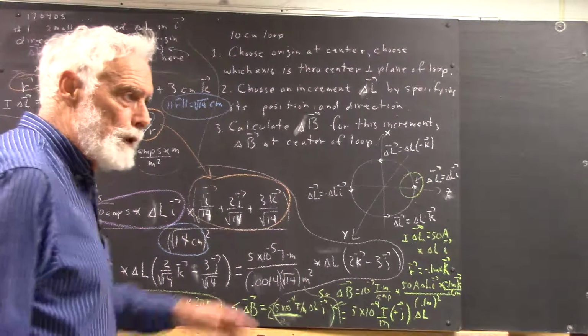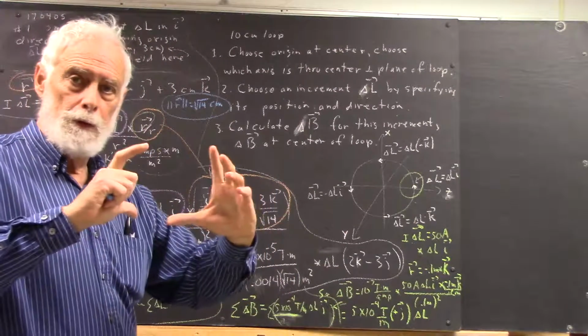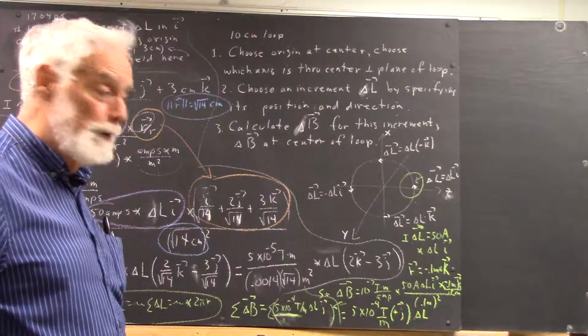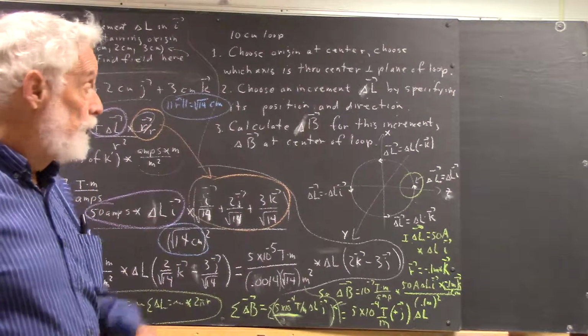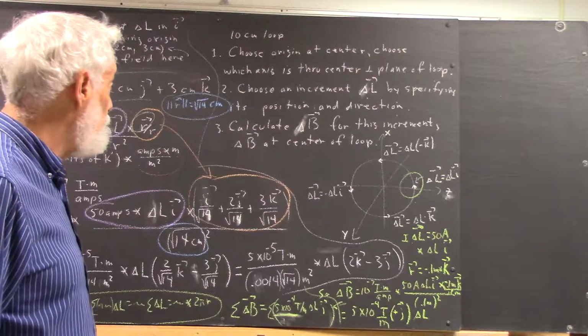Okay, now we want to calculate the field on a 10-centimeter loop. And I pulled out the Helmholtz coils. We see a coil about this big around. That's a coil with radius 10 centimeters. And we'll see in lab just how important the Helmholtz coils are.